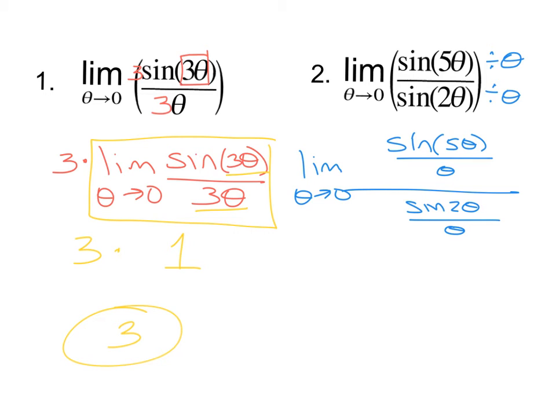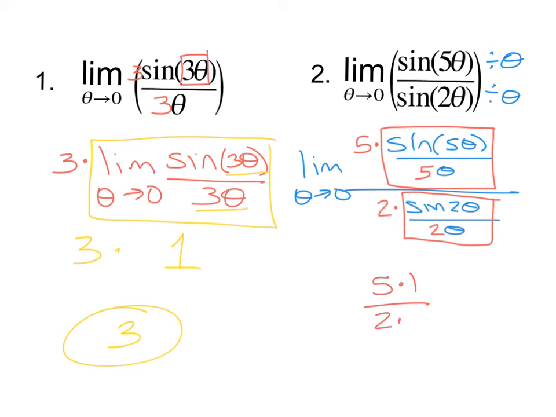But now what do we need? We need a 5. I need a 5 here. So then we're going to throw a 5 out front. I need a 2 on the bottom since there's a 2, and a 2 out front. So now the limit of this is 1. The limit of that is 1. So what's our answer? 5 times 1 over 2 times 1. So our answer is 5 over 2.